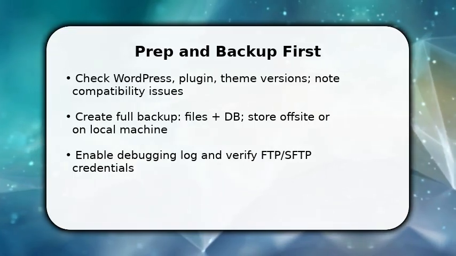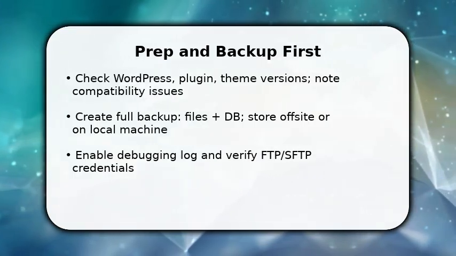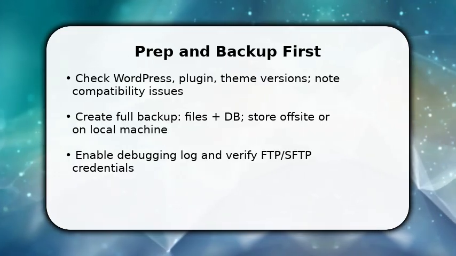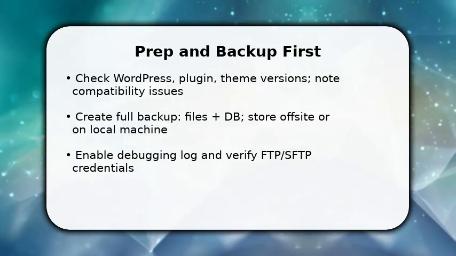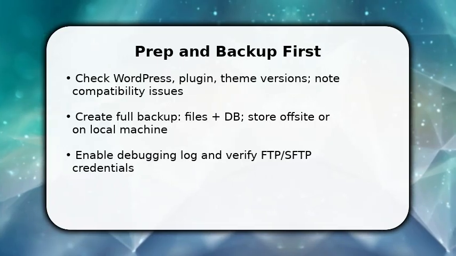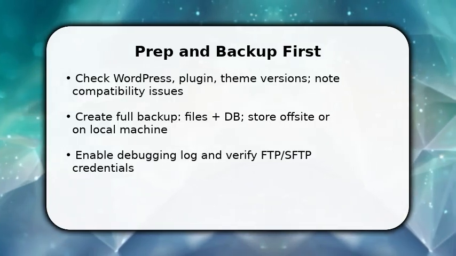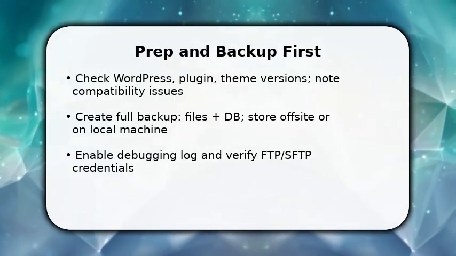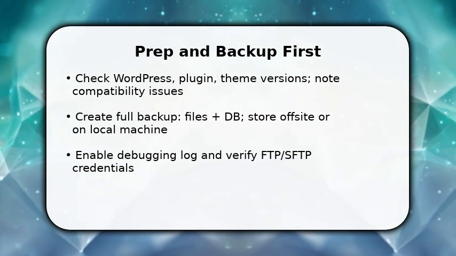Enable WordPress debugging and temporarily turn off caching to see changes clearly. These steps reduce risk and explain why updates succeed or fail. They also let you revert quickly if an update breaks something, so take the extra minute to confirm backups completed.